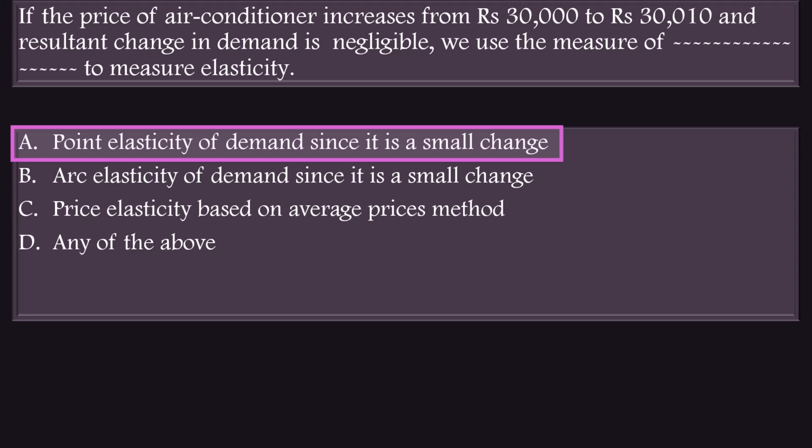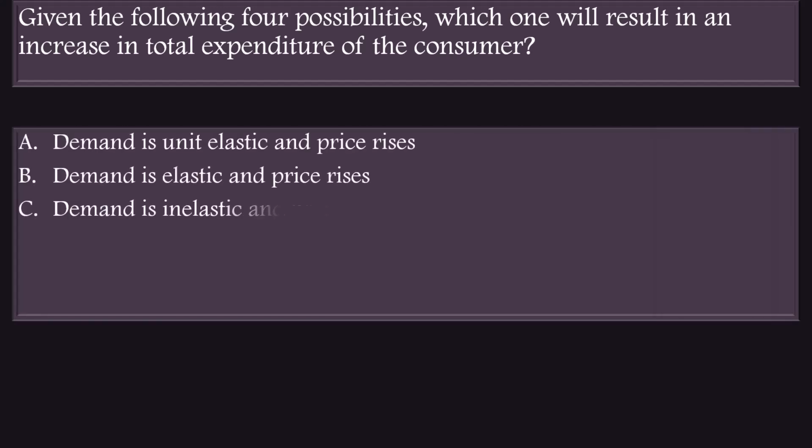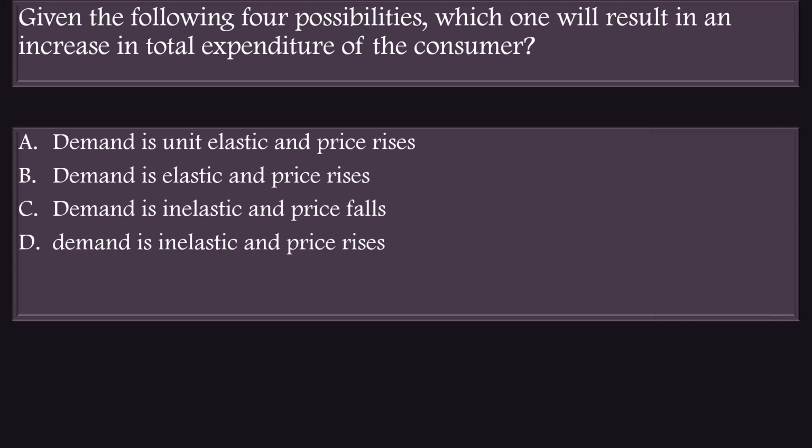Fifth question. Given the following 4 possibilities, which one will result in an increase in total expenditure of the consumer? Options. A. Demand is unit elastic and price rises. B. Demand is elastic and price rises. C. Demand is inelastic and price falls. D. Demand is inelastic and price rises.